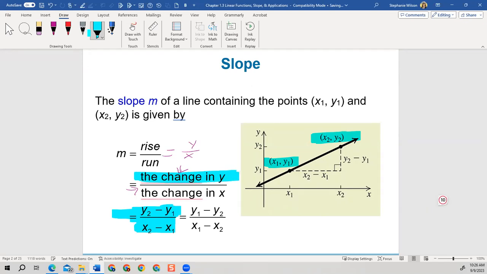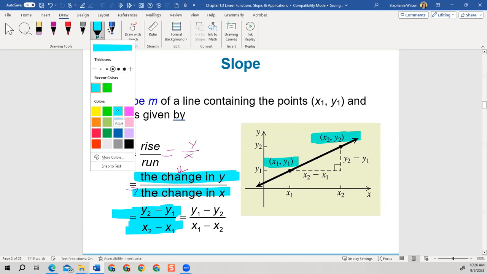And then the denominator says, okay, I'm going to take the change in x by subtracting the x from the second order pair minus the x from the first order pair. You could use that method. That's the method I always use. I stick with it. However, you have this other option.